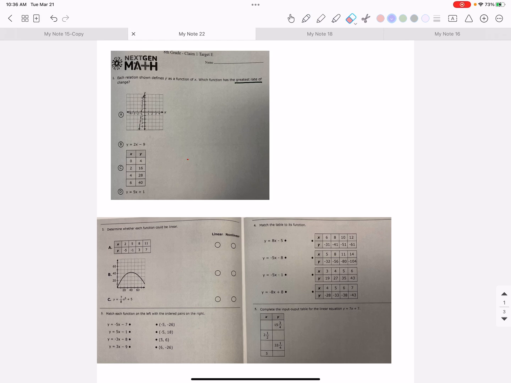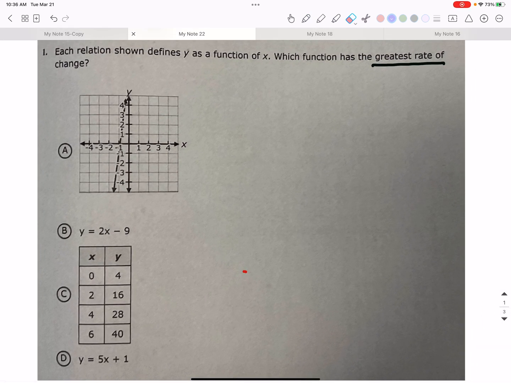All right, guys. This section is pretty tough. There's a lot of random questions in it, but they're talking mostly about rate of change and slope in a lot of these. So rate of change just means slope. So which one has the highest slope?